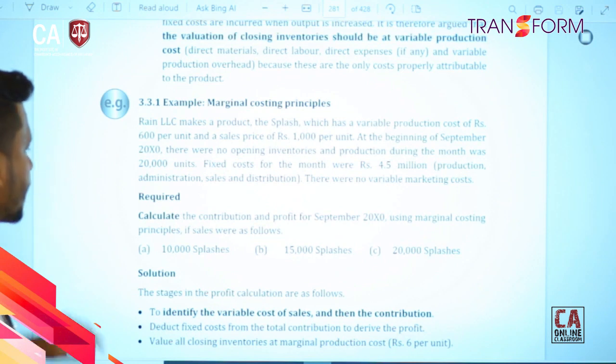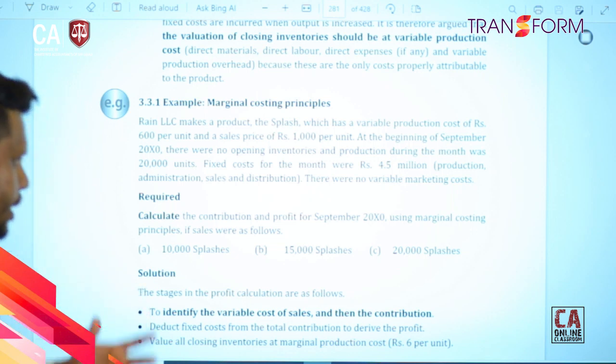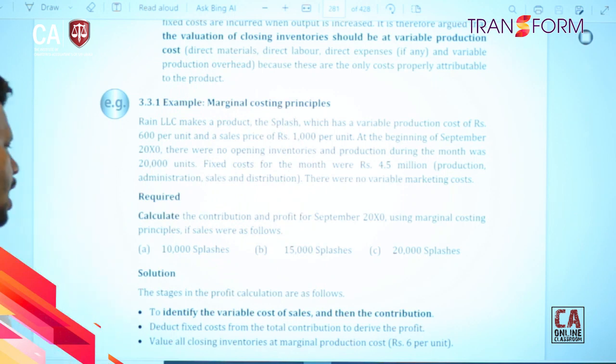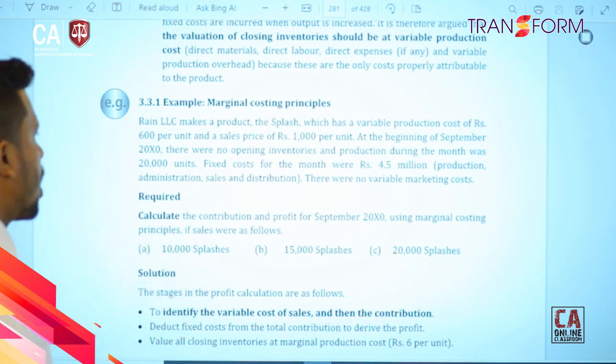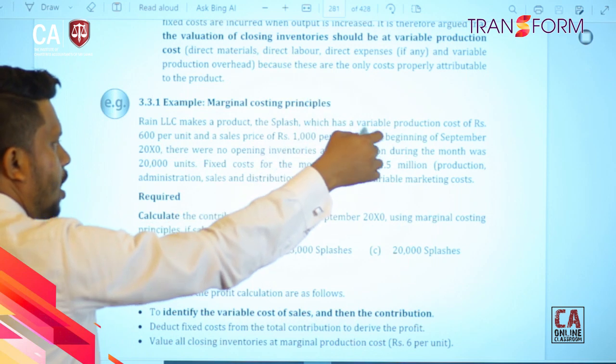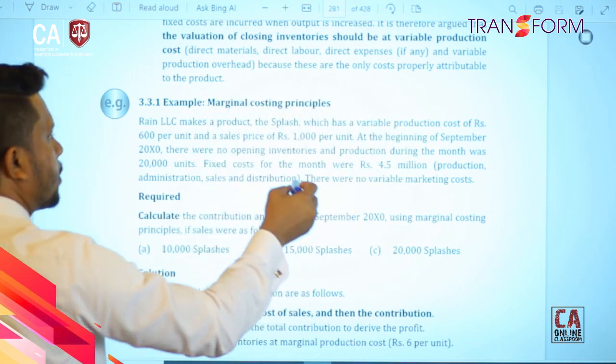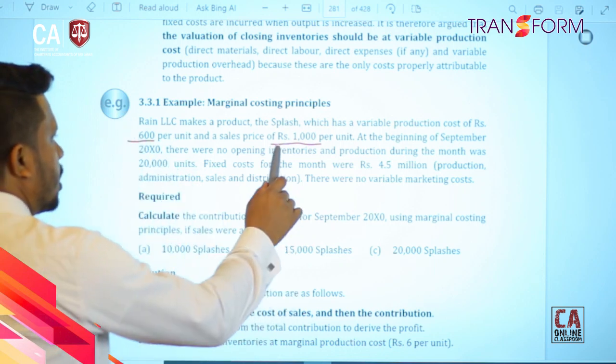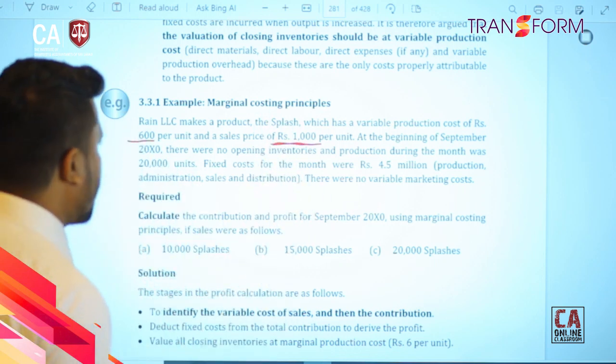First you need to read the requirement: calculate the contribution and profit for September using the marginal costing principle. The very simple thing, you need to calculate the profit under the marginal costing method. First you need to highlight what information you need to take part in this calculation. Definitely you need the selling price. Yes, you have the selling price of 1000 and the prime cost of 600. This is the per unit cost, this is the selling price.